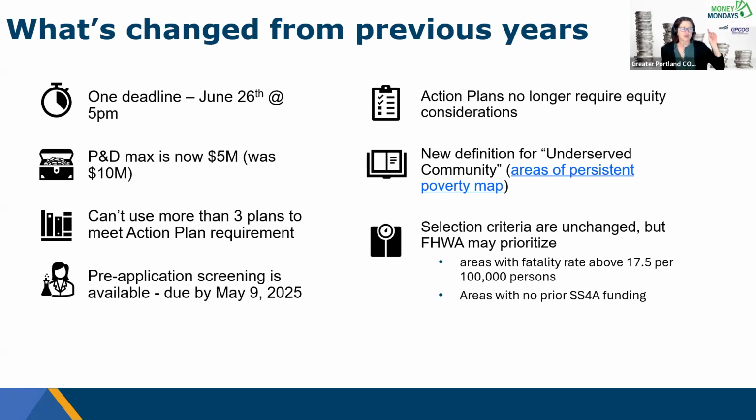This is nice. There's a pre-application screening available. So if you get your application ready, and you get it to them by May 9th, they will go through a pre-application screening with you to tell you, are you eligible and what might you need to do here? Some other differences are action plans no longer require equity considerations. As I said, there's a new definition for underserved community, and that is communities that are represented on the areas of persistent poverty map. So you'd want to look at that.